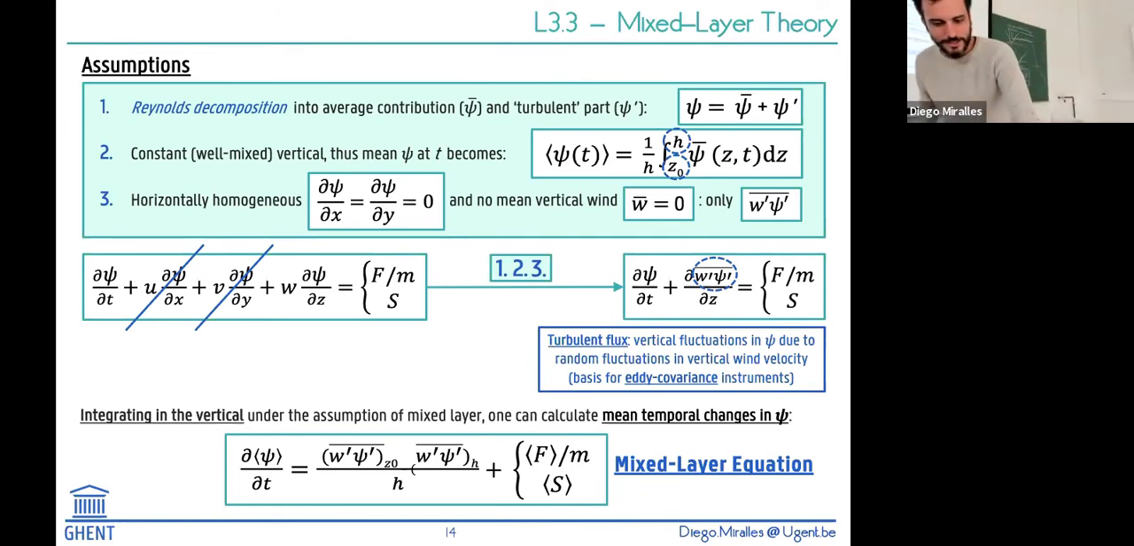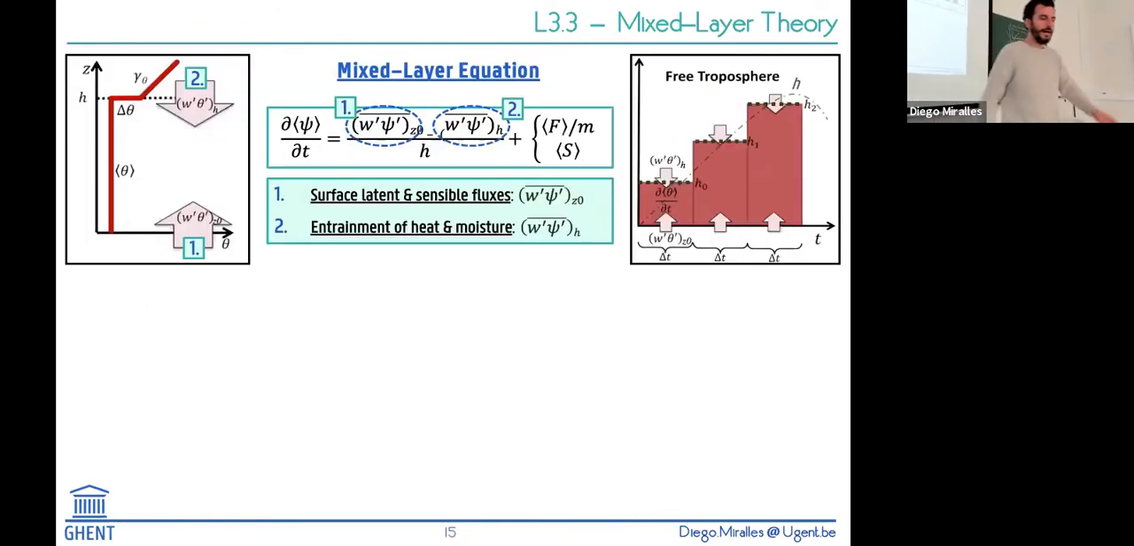Right? So what is that? That is the mixed layer equation. And it has two components there. This, so the wind fluctuations with, for instance, temperature in the vertical at the level 0 is your sensible heat flux, surface sensible heat flux. If this is instead of temperature, humidity, it is your latent heat flux, your evaporation. And minus the same but for the top, that's your entrainment, right? Of moisture or heat. So that's the flux from the top of the boundary layer. So you have those two fluxes.